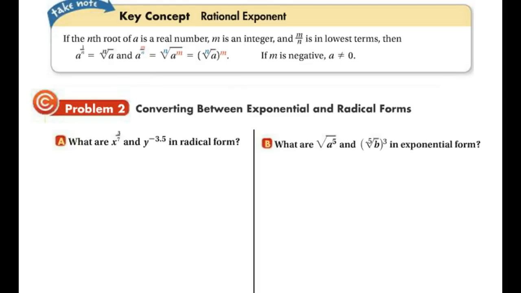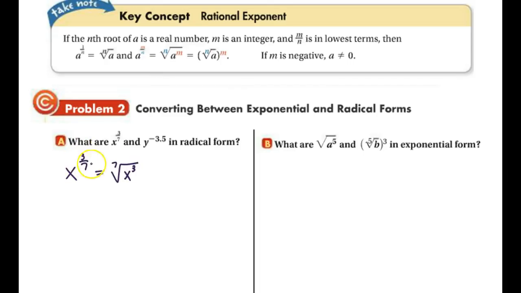Example 2 is going to give us the opportunity to convert between exponential and radical forms, and hopefully we'll get more comfortable with these processes. So in part A, we have x to the 3/7 and y to the negative 3.5 power. We need to change each of these into radical form, and that will be separately. So let's focus on x to the 3/7 power first. And whenever you're given a fraction, you want to make sure that's as simplified as possible. We cannot simplify 3 over 7. It's already in lowest terms. So now I can write this as the 7th root of x to the 3rd.